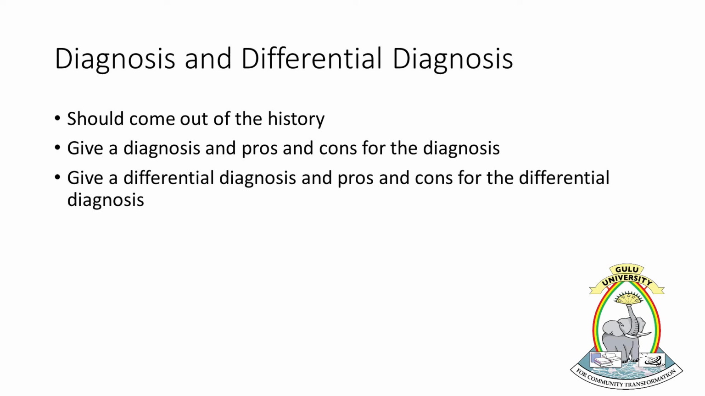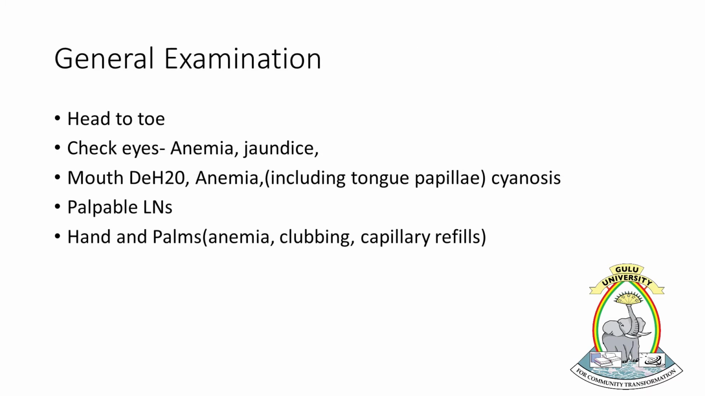And then at this time, you should come up with your diagnosis and the differential diagnosis. And this is purely from your history. So this should come out clearly. But of course, it's important to come with the pros and cons for the diagnosis. What is for the diagnosis and what is against a particular diagnosis, as well as for the differential. That should be listed clearly.